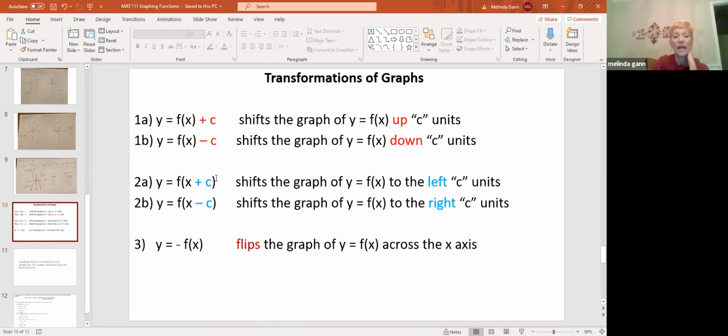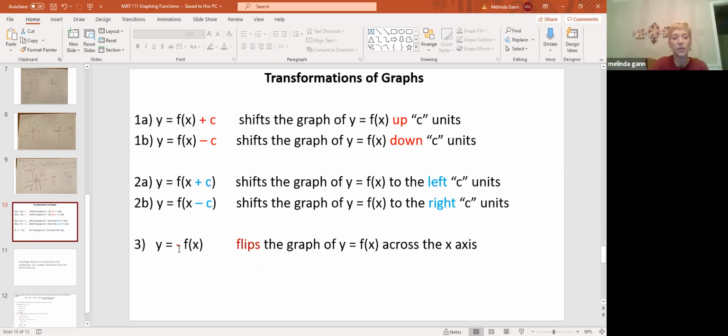Okay, now, if you've got the plus C and the minus C inside the parenthesis with the X, that's not going to shift it up and down. That's going to shift it either left or right. Okay, and that was the second kind of transformation that we went over. So I numbered it 2 to go with your examples. So when you got a plus C in the parenthesis, it actually goes to the left, which to me is kind of backwards, kind of counterintuitive to what I think it might do.